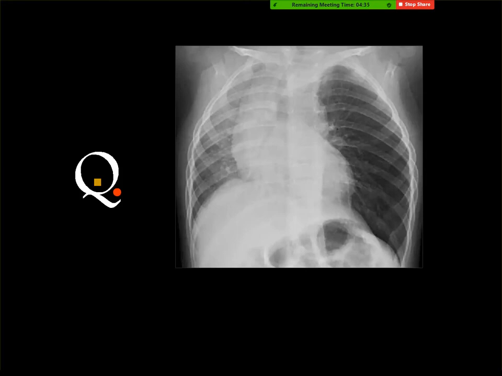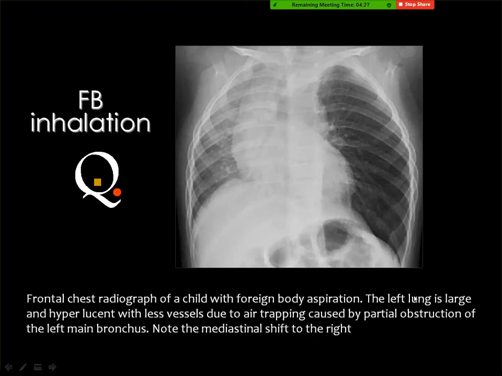Yeah. What do you think? Lung collapse. No? Foreign body? On the left. Very good. Yes. Bravo, Alik. Foreign body inhalation, and the most important cause of hyperinflation in the pediatric age group is that when you think of foreign body inhalation, this is very important.